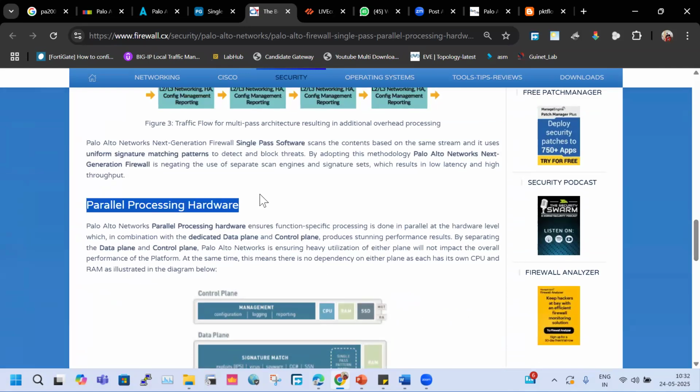In case of Palo Alto, it provides you the SP3 architecture. The next part is our parallel processing hardware. So what does it mean? Palo Alto Networks comes with parallel processing hardware, which ensures function-specific processing is done in parallel at the hardware level, combined with a dedicated data plane and control plane.